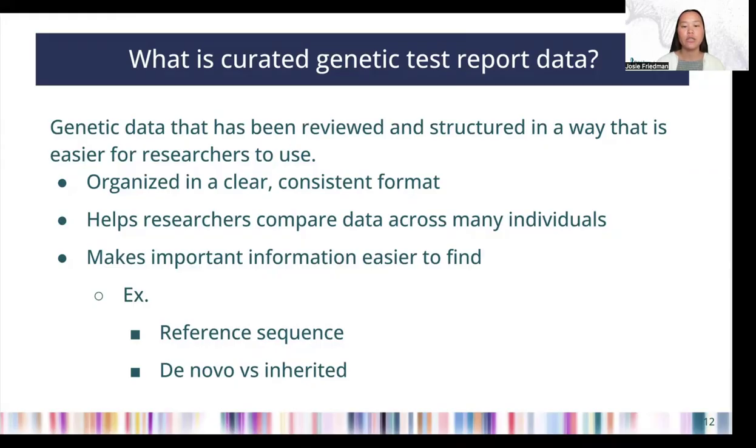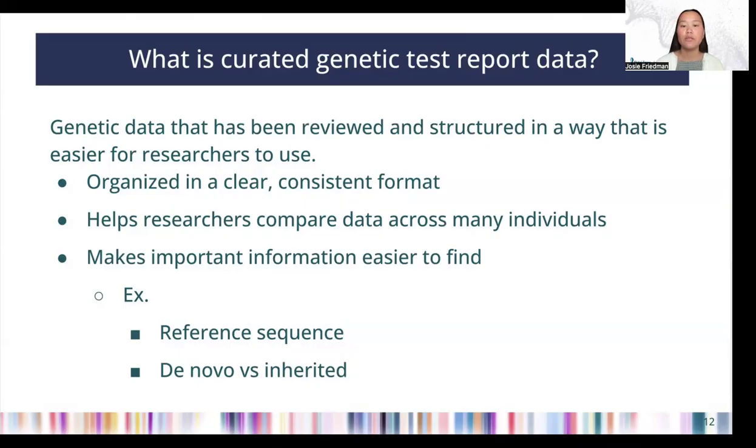We curate data from genetic test reports because the structure of these reports varies widely between labs, making the information difficult to compare and use effectively for research. Researchers value curated genetic data because it standardizes information found on genetic test reports, making it much easier to compare information across participants and recognize patterns in the data. By organizing this data in a clear and consistent way, our curation process helps researchers use the information more effectively to support rare disease research.